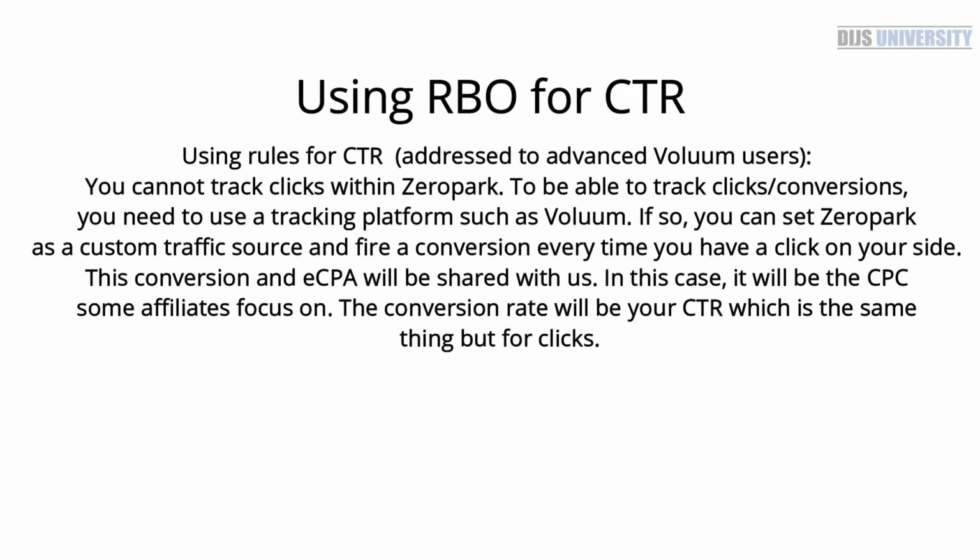All right, so now using the rules for click-through rates. You cannot track clicks within Zeropark, and to be able to track clicks and conversions, you need to use a tracking platform like Volume. You can set Zeropark as a custom traffic source and fire a conversion every time you have a click on your side. This conversion and eCPA will be shared with Zeropark, and in this case, it will be the cost per click some affiliates focus on. The conversion rate will be your click-through rate, which is the same thing but for clicks.